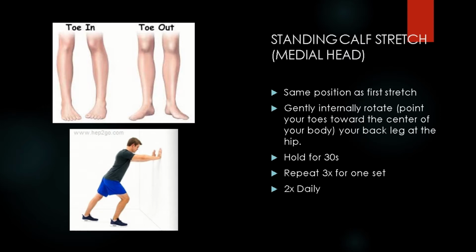Following, we have the calf stretch for the medial head. It is, in fact, the same position as the first stretch. You have to gently internally rotate, or point your toes towards the center of your body, as seen in the first picture on the left side where it says toe in. You see how the toes are actually pointed towards the center of the body on that one. You're going to hold this position for 30 seconds, repeat 3 times for 1 set, and do this twice daily.